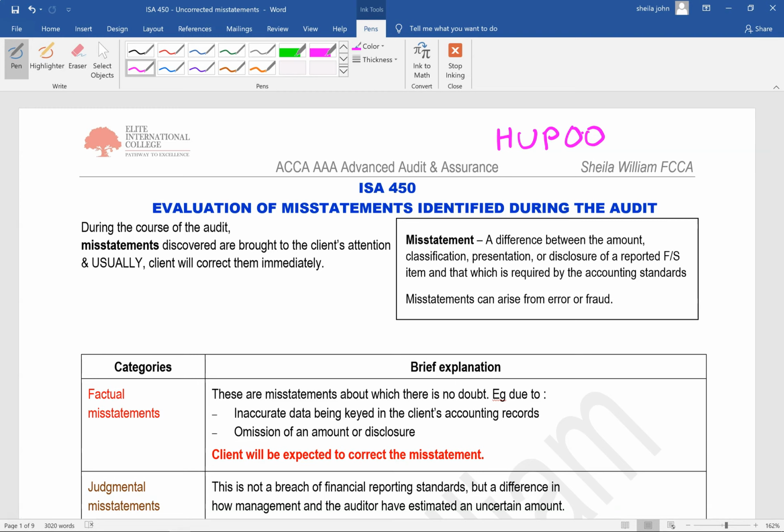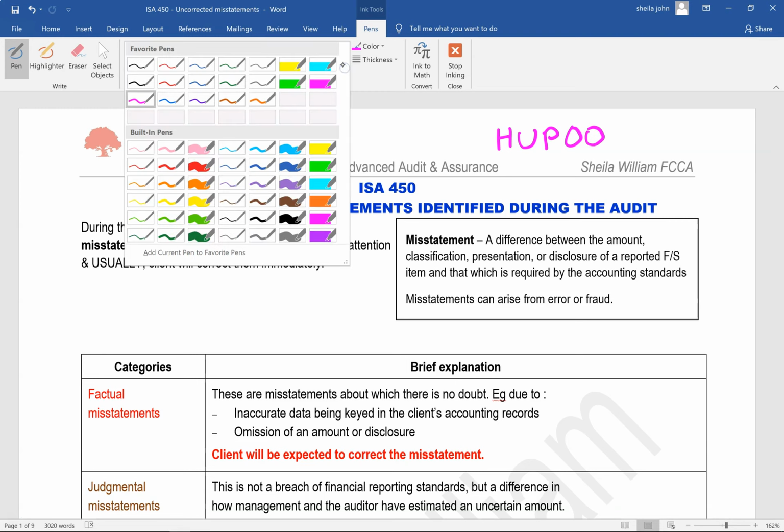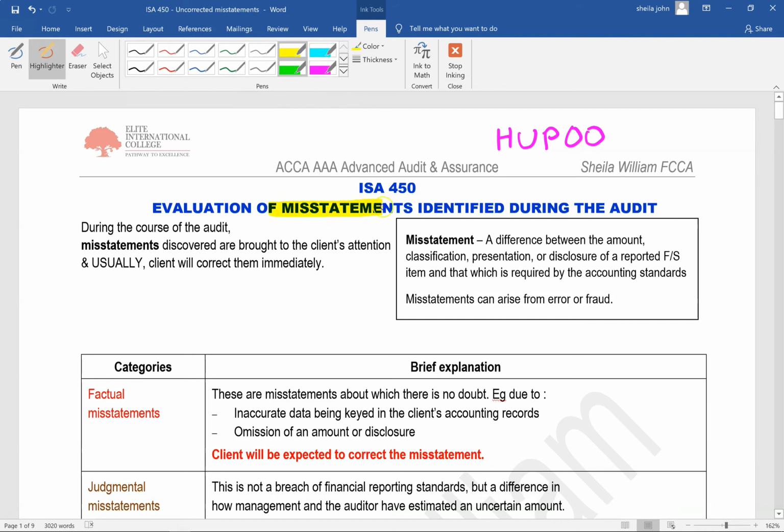So let's have a look at ISA 450. The evaluation of misstatements identified during the audit. So what is a misstatement? A misstatement is just a difference between the recognition, measurement, presentation, and disclosure in the client's financial statements and in the accounting standards. That's a difference on those 4 areas. That would be considered to be a misstatement.